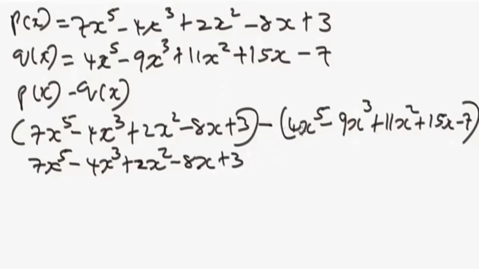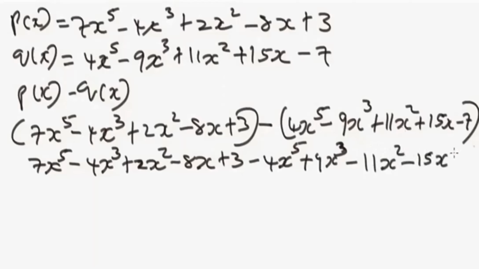This minus multiplies everything in the bracket, so that means the signs will change. So we have minus times 4x to the power 5, we have minus 4x to the power 5. Minus times minus 9x cubed, we're going to have plus 9x cubed. We have minus times plus 11x square, so we're going to have minus 11x square. Minus times 15x, we have minus 15x. Minus times minus 7 gives plus 7. So you collect like terms.